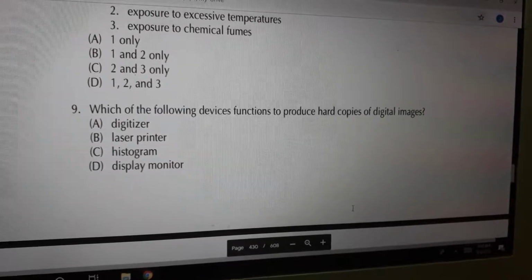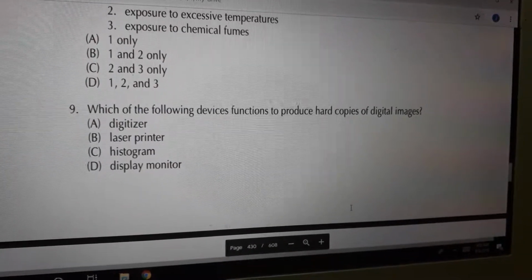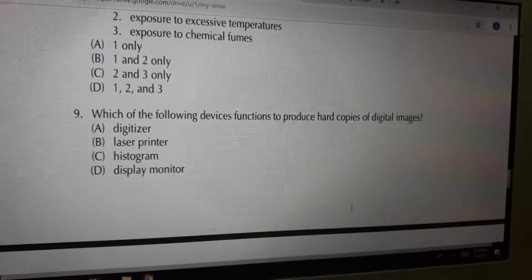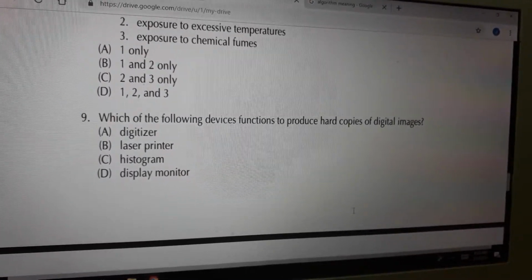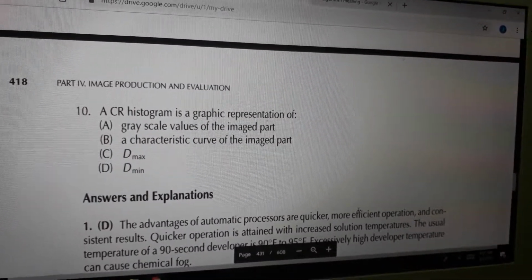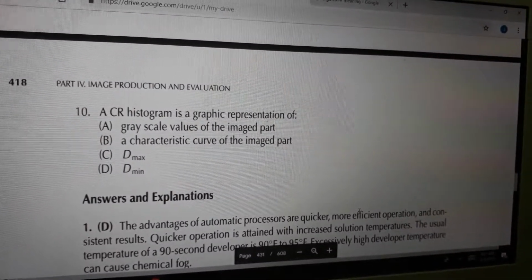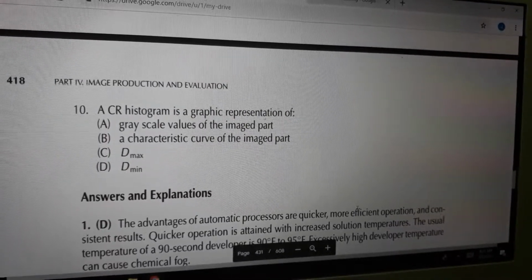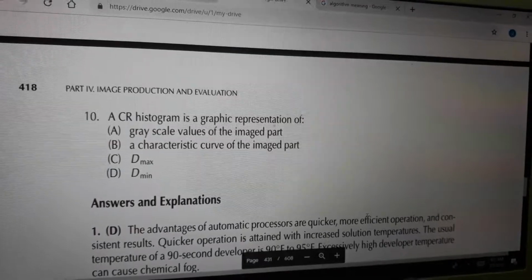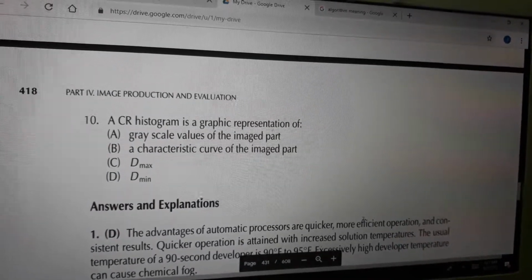Next question: which of the following devices functions to produce a hard copy of a digital image? Answer is laser printer. Next question: a CR histogram is a graphic representation of. Answer is the grayscale values of the digital image.